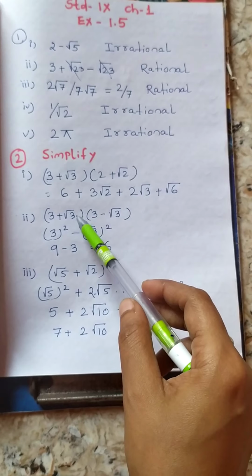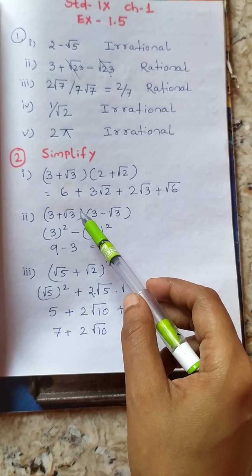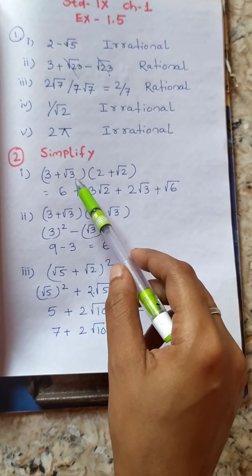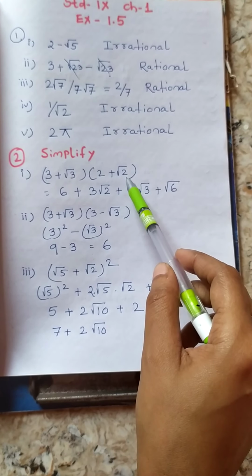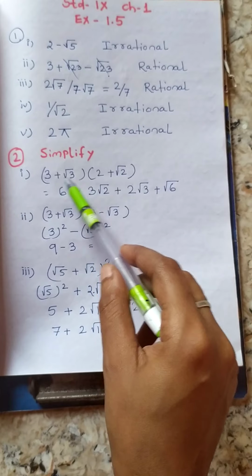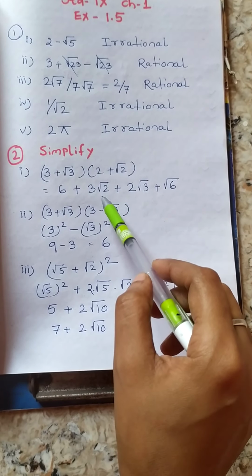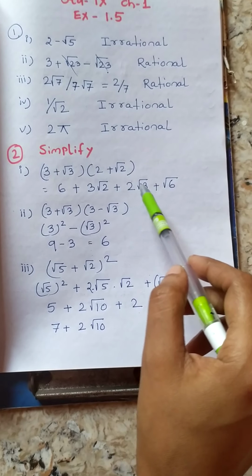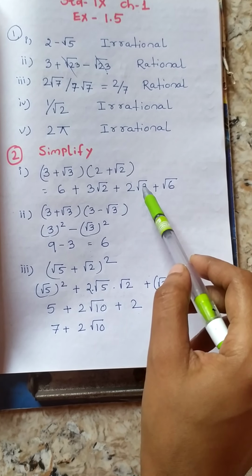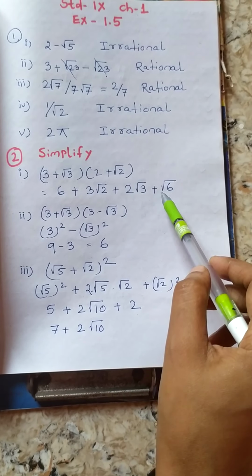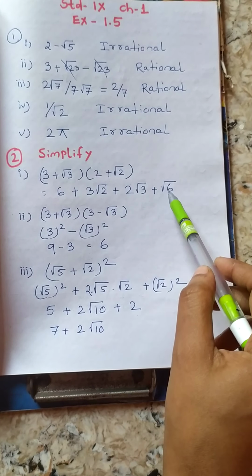Coming to question number 2, simplify each of the following expressions. First, (3 plus root 3) whole into (2 plus root 2). It is very simple, simply multiply these two terms. So 3 into 2 is 6, 3 into root 2 is 3 root 2, root 3 into 2 is 2 root 3. Generally the whole number is written first, then the irrational number. Root 3 into root 2 is root 6, so we cannot simplify it any further, so it is the final answer.